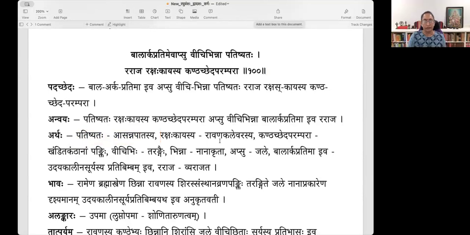No matter where, correct. So this apsu, vichi bhinna patishya, vichi bhinna, balarka pratima iva, take all of these three as part of your upamanam. So apsu, in water, when the sun is rising and its reflection is falling on the water, vichi bhinna, the waves are all splitting the sun into smaller suns there, right? The reflection doesn't fall on the ocean with just one sun. You will see more suns due to the angle if you see the different waves also. On each of those waves, that one reflection of the sun has been split. In that manner, these heads were also falling down. It looked like those split suns.